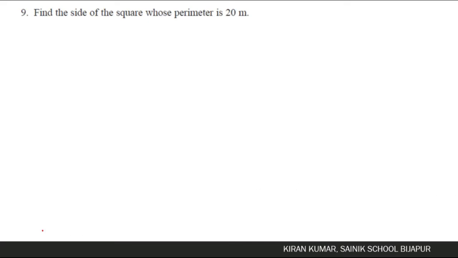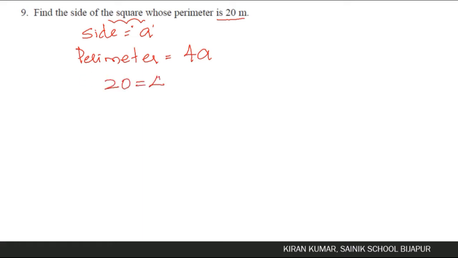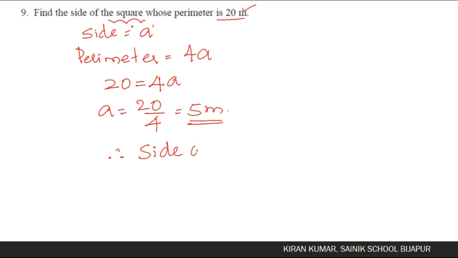Question number 9. Find the side of the square whose perimeter is 40 meters. If a square has got the side as a units, then perimeter will be 4 times a, and they have given perimeter as 20, so 20 is equal to 4 times a. So a will be equal to 20 upon 4, we get it as 5 meters. Since it is in terms of meter, the side of the square will be 5 meters.